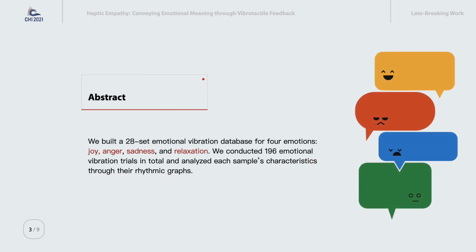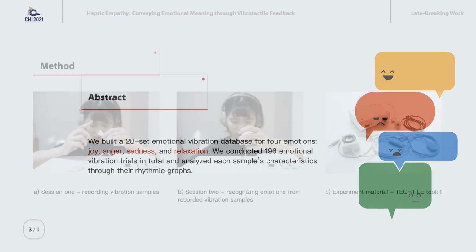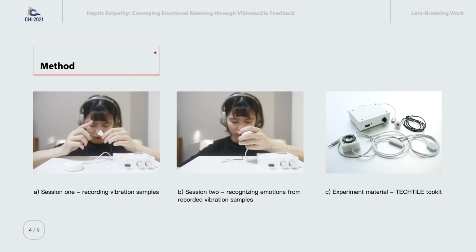We built a 28-set emotional vibration database for 4 emotions: joy, anger, sadness, and relaxation. We conducted 196 emotional vibration trials in total, and analyzed each sample's characteristics through their rhythmic graphs. To be more specific, we divided our experiment into 2 sessions, using vibration patterns to express certain emotions and recognizing emotions from recorded vibrations. To collect the data, we used an existing system called TECHTILE toolkit, which can record and replay the intensity, rhythm, and the duration of the vibrotactile stimuli.